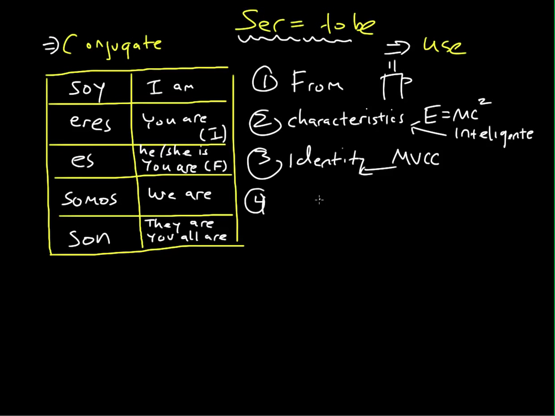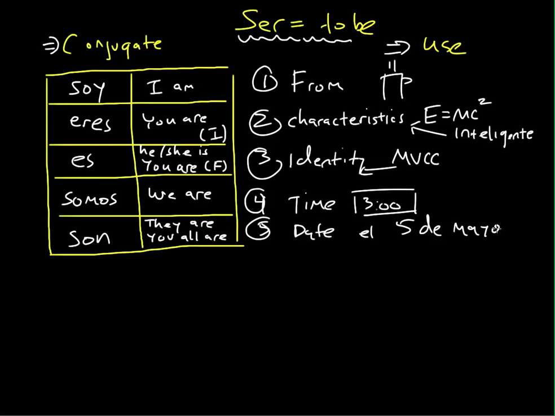Number 4, when we tell time in Spanish, for example, here's a digital clock. It is 3 o'clock. So telling time, we have to use the verb ser. And number 5, when we give the date in Spanish, so for example, el 5 de mayo, okay, we have to use the verb ser.